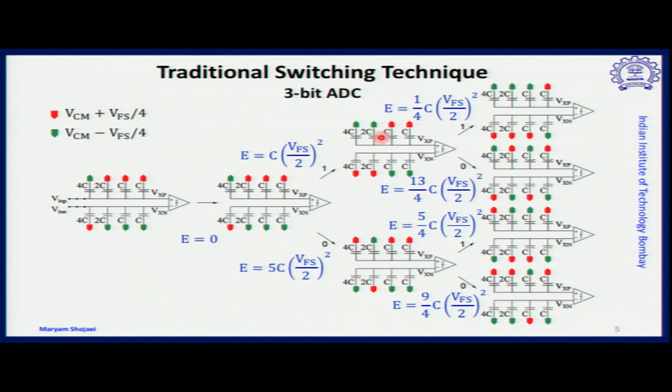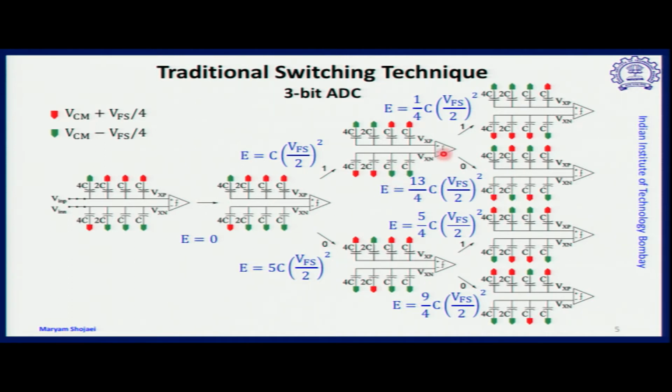So this is for decision 1, or when V in P is more than V in N. But if it is the opposite case, we have effectively 4 switchings, or on each side we have 2 switchings. So the energy consumed will be 5 times more because of these extra switchings. So decision making continues in the same way.